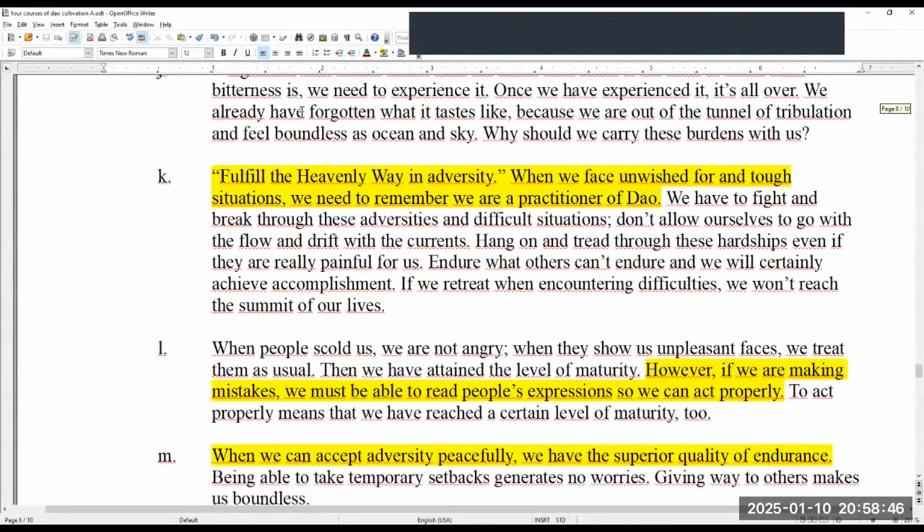Fulfill the heavenly way in adversity. When we face unwished or tough situations, we need to remember that we are a practitioner of Tao. Because after all, we need to really maintain the forbearance in this Tao cultivation. So whether we have adversity or not, it's best to bear that in mind.